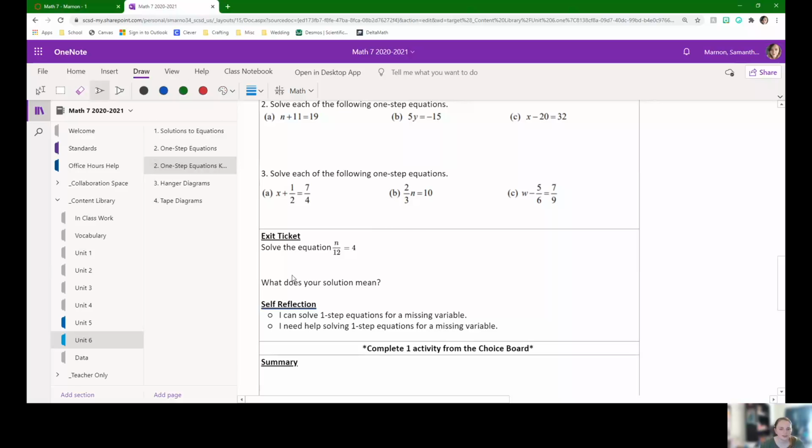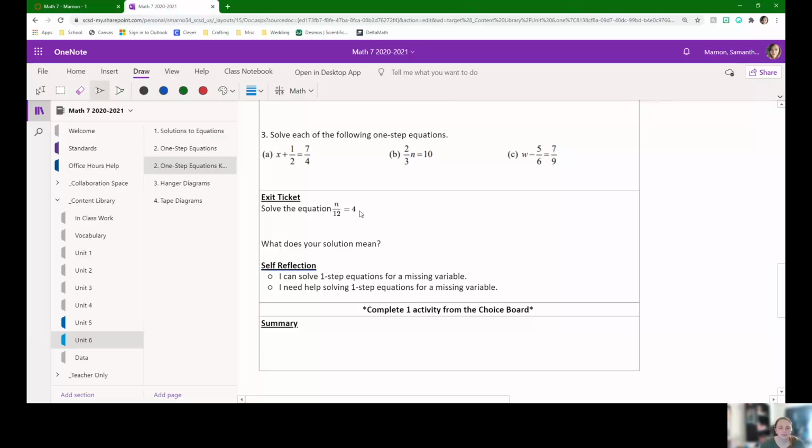And then we have our exit ticket, solve the equation. And then what does your solution mean? So what does it mean when you solve it and you get to the end? When you're done with your practice and your exit ticket, make sure you're going back to Canvas and completing one activity from the choice board for today.